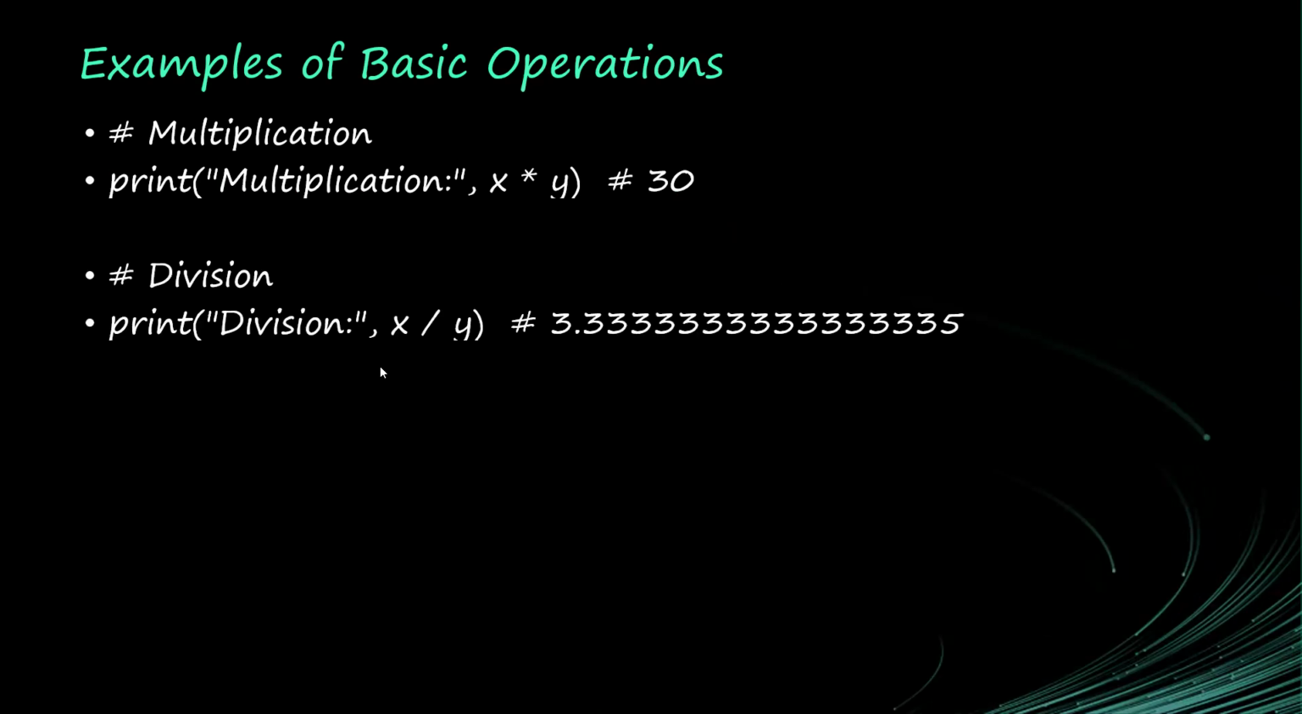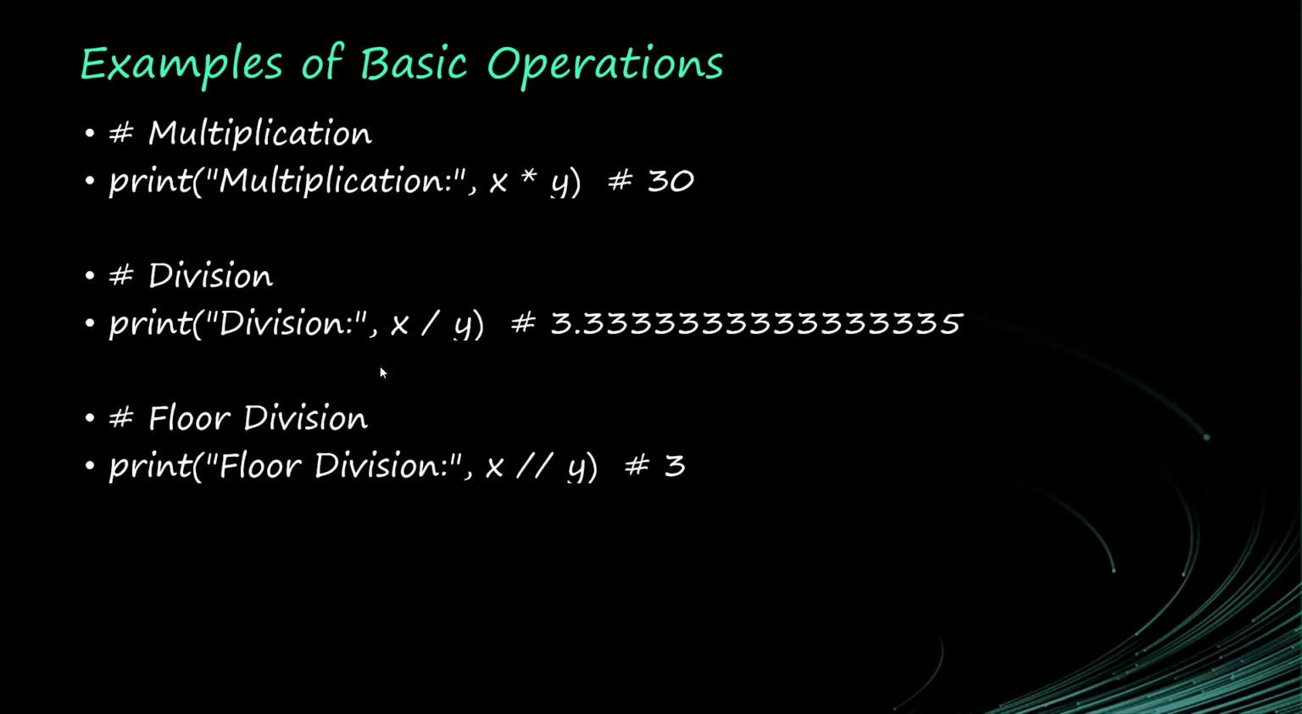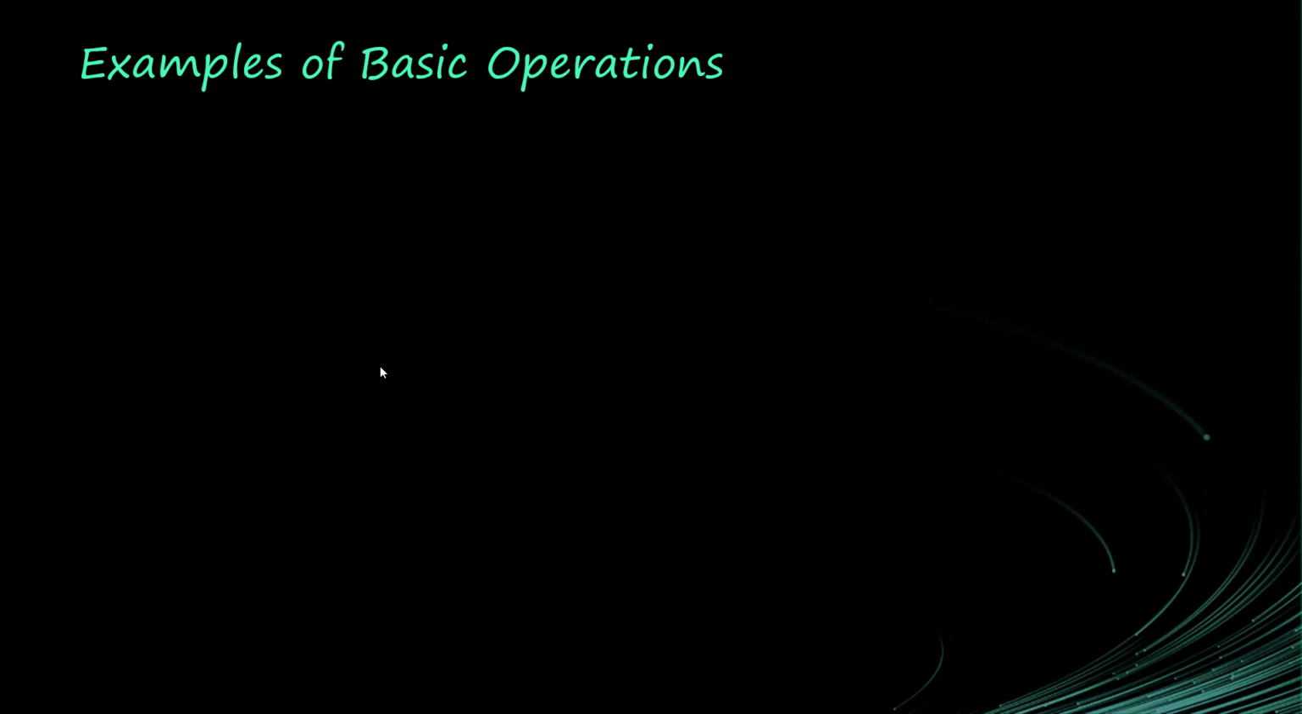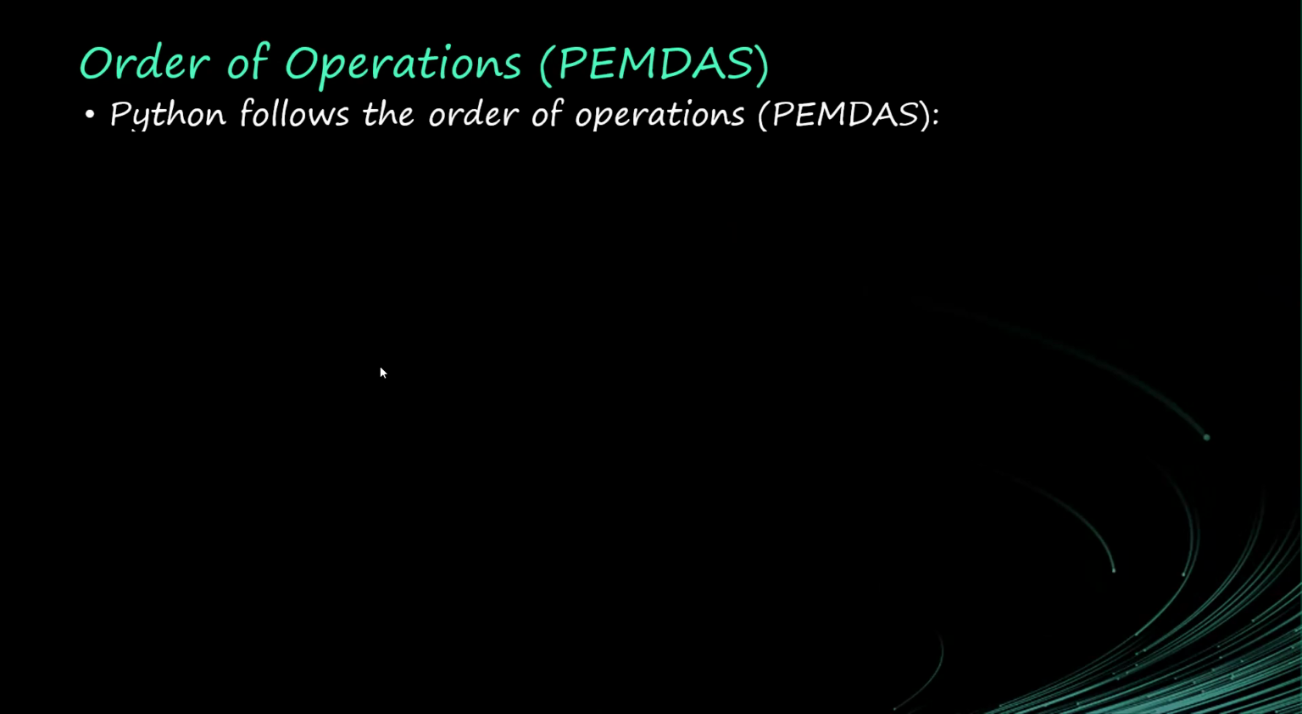So, division: we have the normal division and we have the floor division. The normal division, you can also call it float division, will give us the result in a decimal number, while the floor division, that's the integer division, will give us no decimal number, it just gives us the whole number. Modulus gives us the remainder.